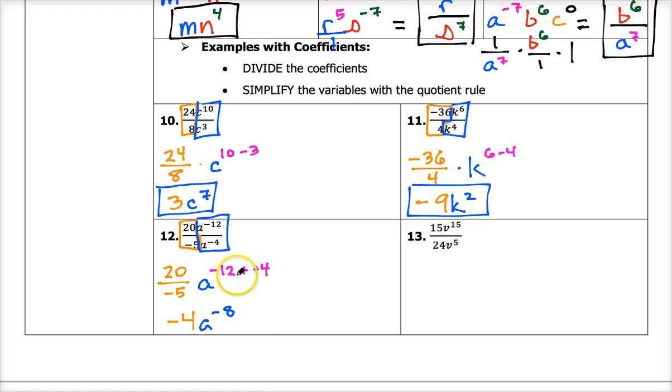Negative exponents need to be rewritten. So we can rewrite this as 1 over a to the positive 8 power. Negative 4 is just negative 4 over 1. Don't rewrite the negative 4. Okay, negative coefficients are fine. So our answer for this one is going to be the fraction negative 4 over a to the 8th.